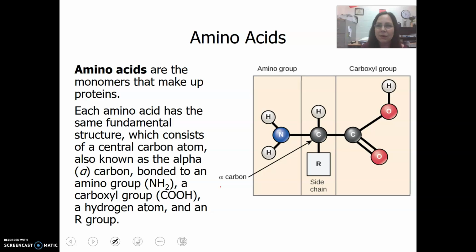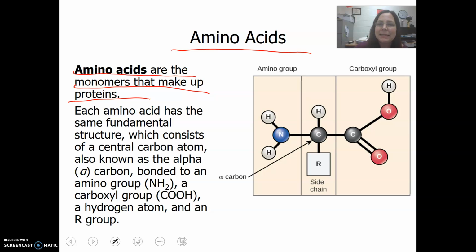If the amino acids are the building blocks of proteins, then we need to also learn about the structure of an amino acid. Each amino acid has a central carbon, and we know that carbon can make 4 chemical bonds. So the carbon bonds with a hydrogen, an amino group, which is a nitrogen and 2 hydrogen atoms, and then a carboxyl group, which is an acid.